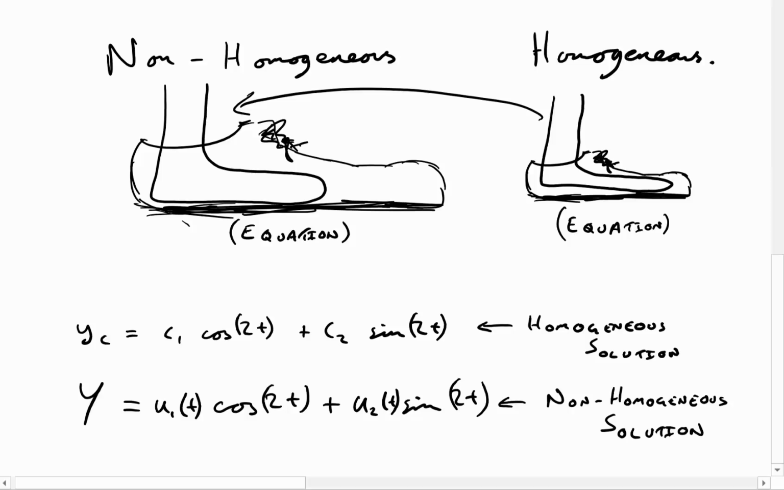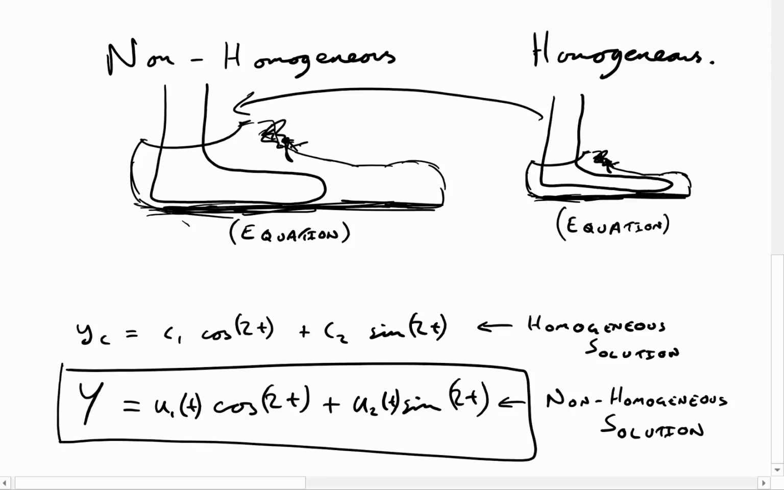So this is my non-homogeneous solution. This is going to be my general form of my non-homogeneous solution. So I basically built this non-homogeneous solution from my homogeneous solution. Hopefully I've made that a little bit clear. So the question now is, what is my u1 and what is my u2? I'm going to have to try and find out what u1 and u2 are.